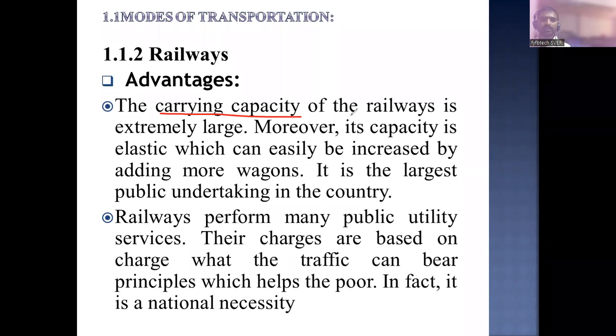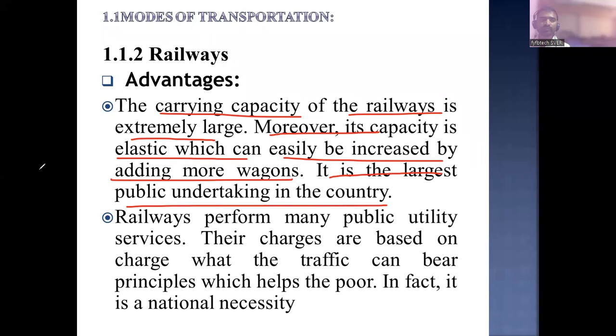Next, the carrying capacity of the railway is extremely large. Moreover, its capacity is elastic, which can easily be increased by adding more wagons. It is the largest public undertaking in the country. Yes, if you consider one railway, if there are only 25 bogies, think that you are in Pandharpur city. Okay, there is a Wari. Are you getting all of it? So during Wari time, most of the people are coming in, correct? So at that time, the particular railway is not sufficient for the people. So in that case, what they will do is increase the number of bogies on that particular railway.